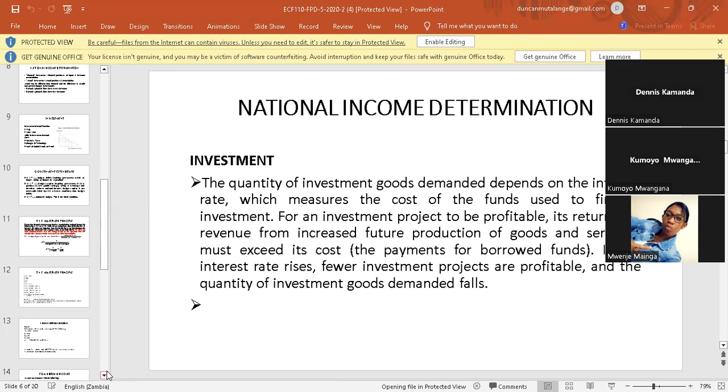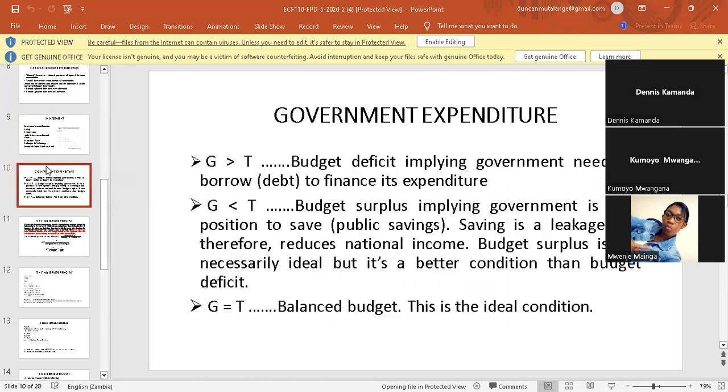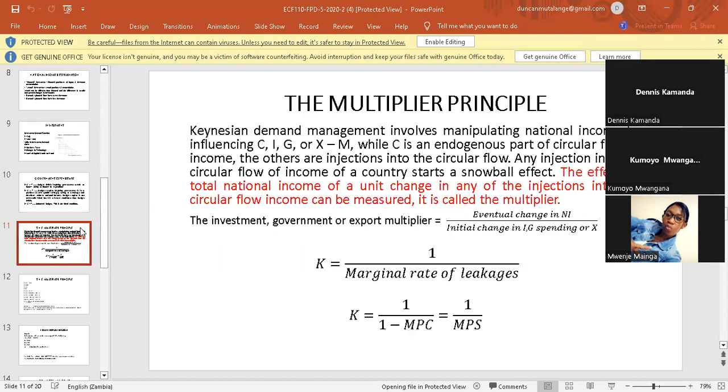But on investment, these are just theories, all of them. There's nothing to calculate here on investment. And also on government expenditure, there's nothing to calculate, apart from knowing G and T. So you can just pass through them, so that when I come tomorrow I can explain and give you more on the MPC. And then we can look at this multiplier.